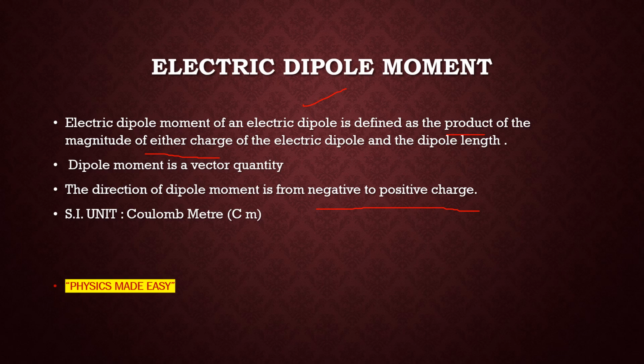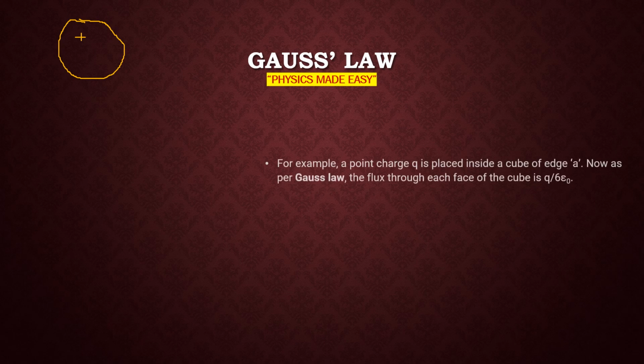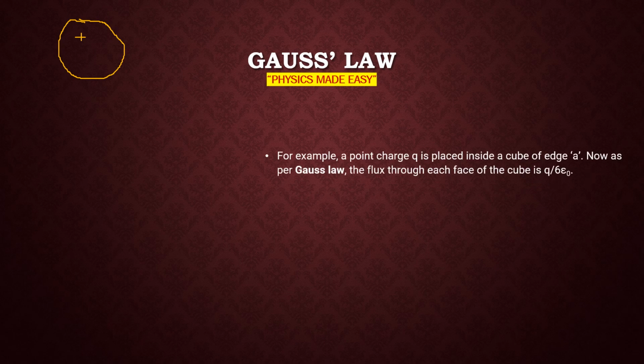Coulomb denotes the unit of the magnitude of either charge and the meter is the unit of the dipole length. Suppose we have a plus q charge enclosed in a closed surface, and we are trying to find the electric flux through this enclosed surface, which means that we want to calculate the total electric flux through any closed surface. Then we use Gauss law, and we can also consider another example, like there is a point charge small q placed inside a cube of edge small a.